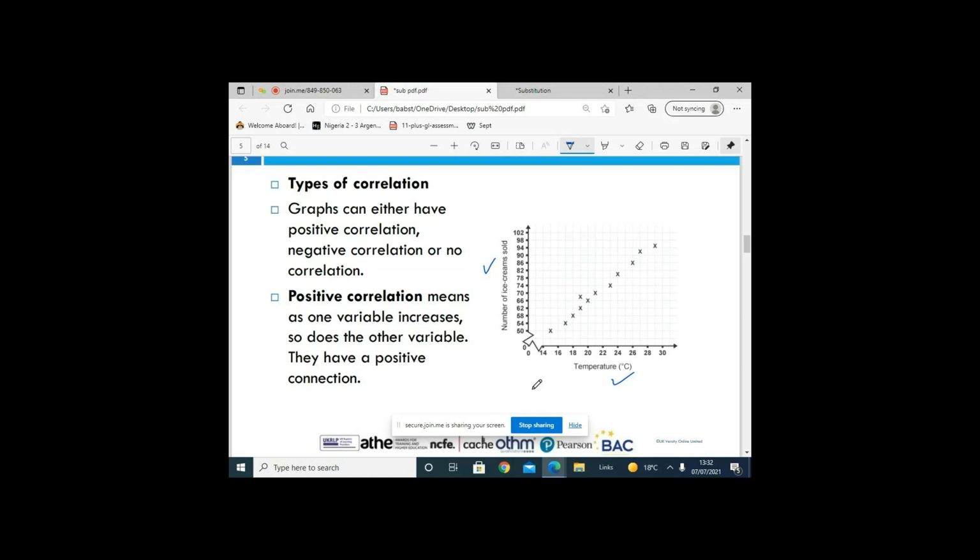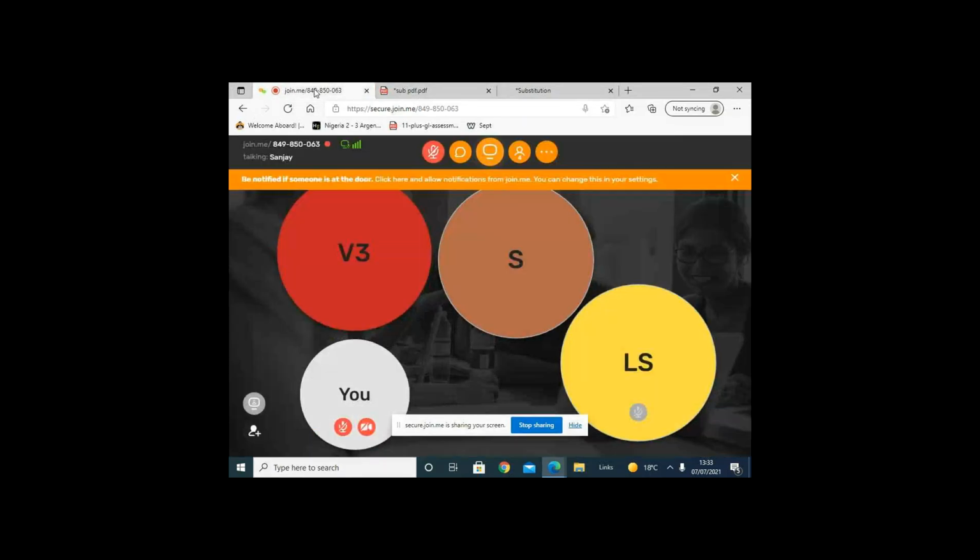As the number of ice creams sold is increasing, that means that during summer, when temperature is very high, you will realize that there are these ice cream vans. You start hearing them because when it's too hot, people tend to buy more ice cream.